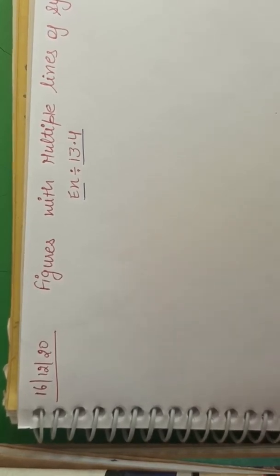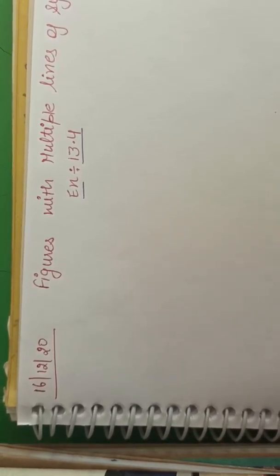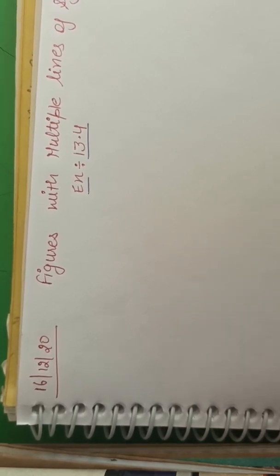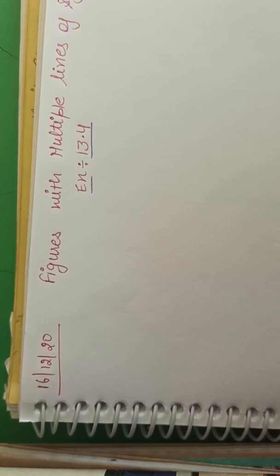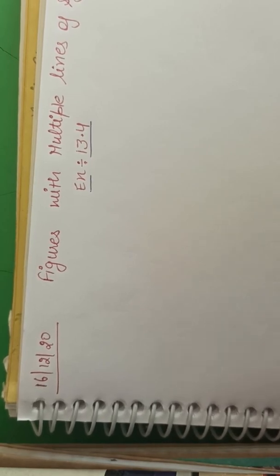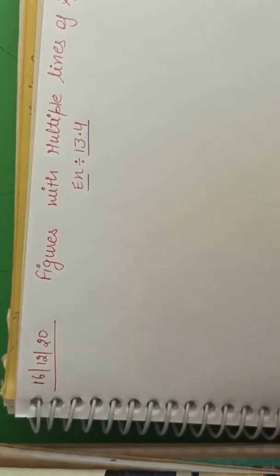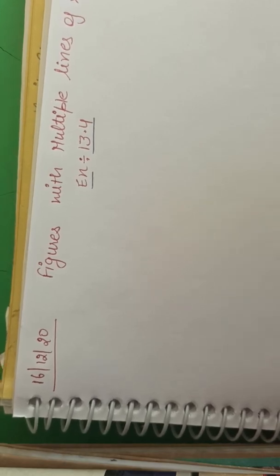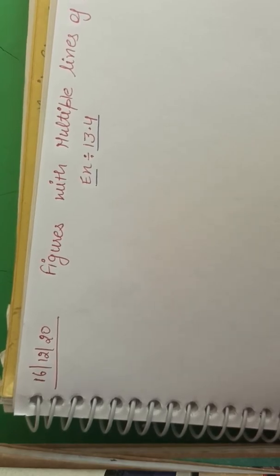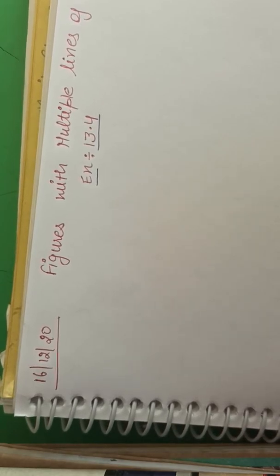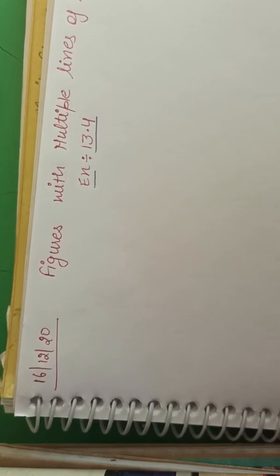Before this, we have discussed two lines of symmetry, right? Horizontal line of symmetry, vertical line of symmetry. But in this exercise, we will study multiple lines of symmetry, meaning more than 2 lines of symmetry. So you have seen one example, that is the tires of your car.